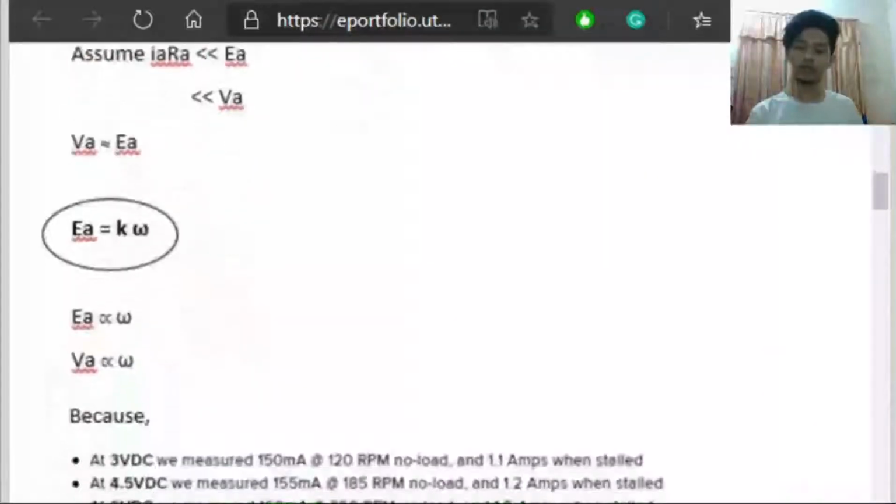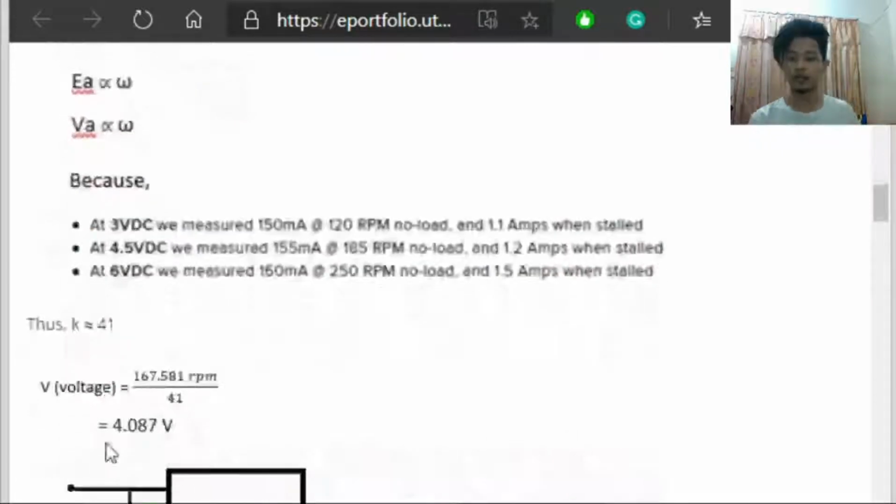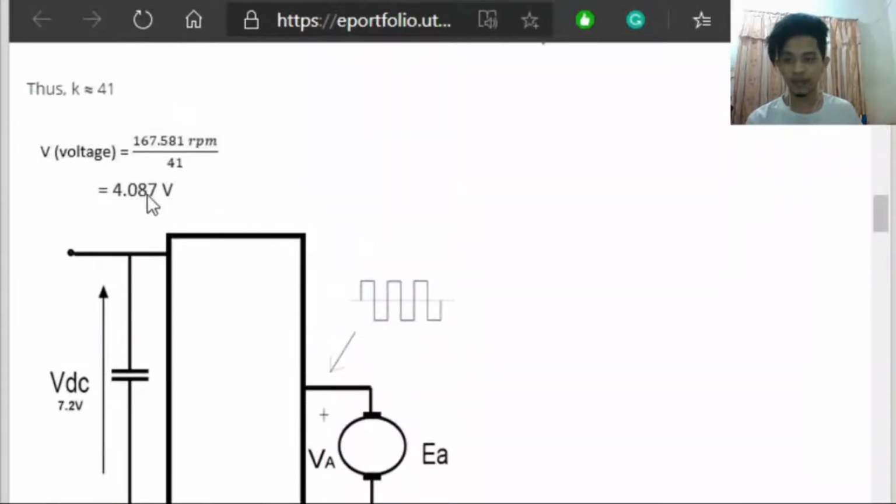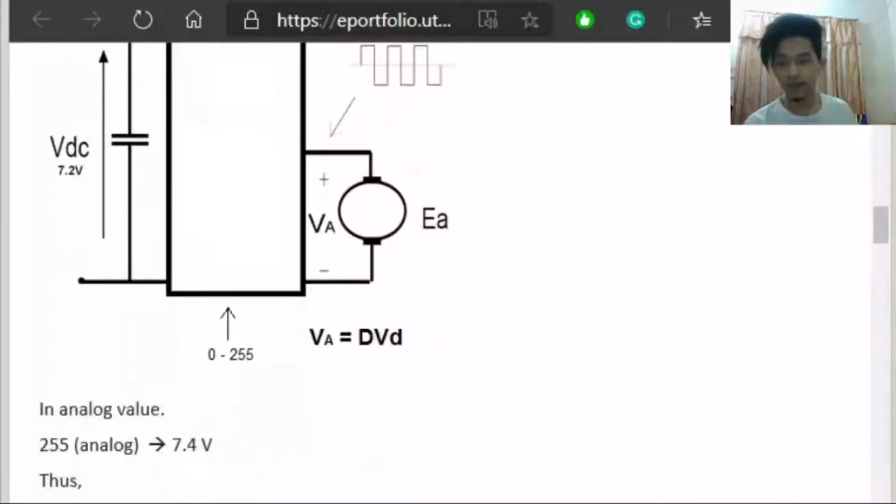From the information we get from the datasheet, with this formula Ea equals K omega, we can conclude K approximates to 41. Using this value, we can convert any RPM value into voltage. So here we already calculated 4.087 volt. We divide by the voltage supplied by the battery, which here we see is 7.4 volt, and we multiply by 255 to get the value in analog.